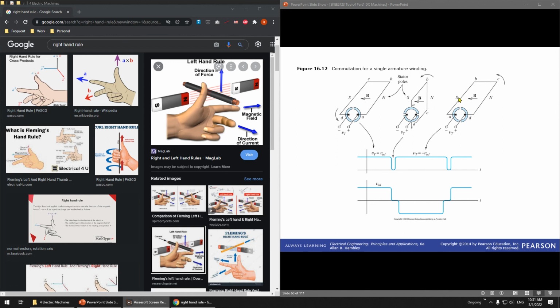So for this case, the current moves from here to here, and the force goes down. Same as here, you can apply it. You can see here the direction of the torque is kept constant. Sorry, I use the left hand rule.